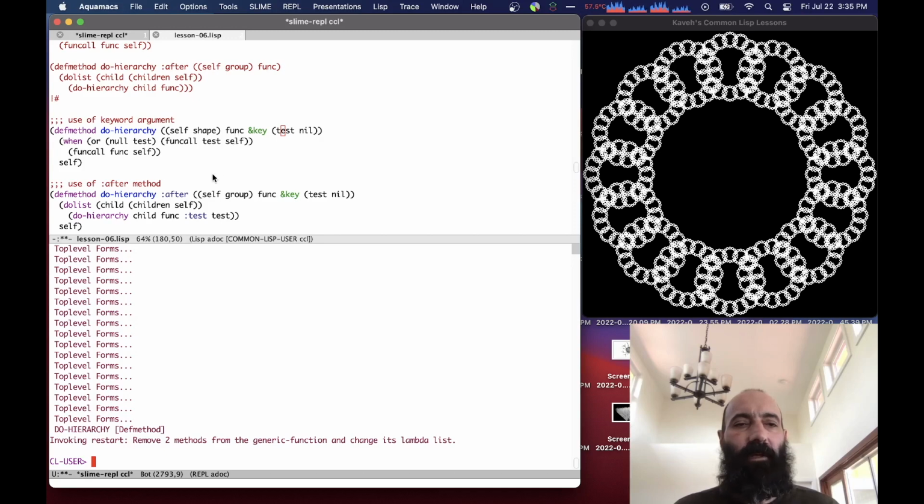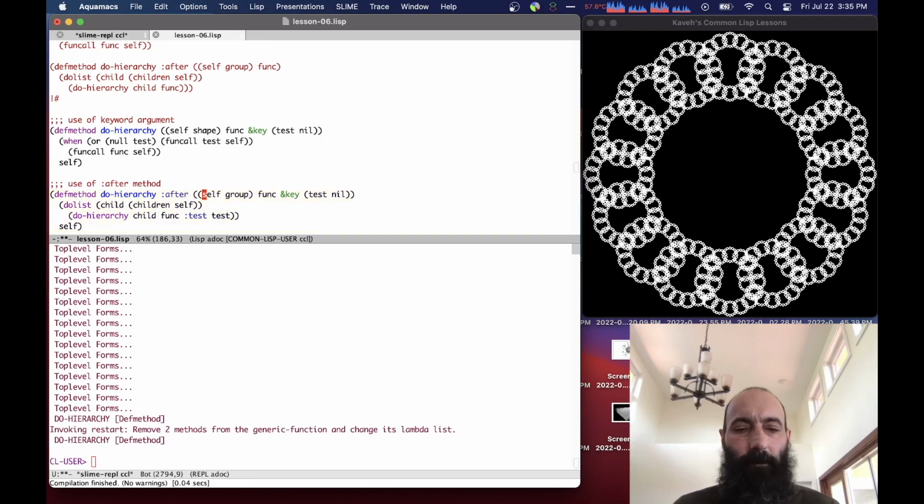And then we do the same thing for the groups using an after method, just like we did before with do hierarchy and after methods. And it simply recursively calls the children with that test. So let's compile that as well.